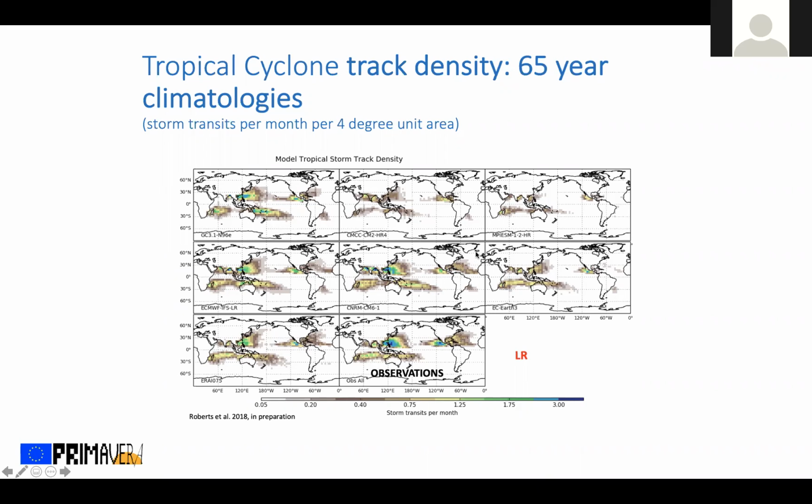This is what an ensemble of models at low resolution does, and you will see mostly that the Atlantic is missing. Many of them are unable to reproduce Atlantic hurricanes. And as we increase the resolution, we have a far better representation, particularly for models like the French model, and I would even say our own model, the HadGEM3. The Atlantic storm track is much better resolved.